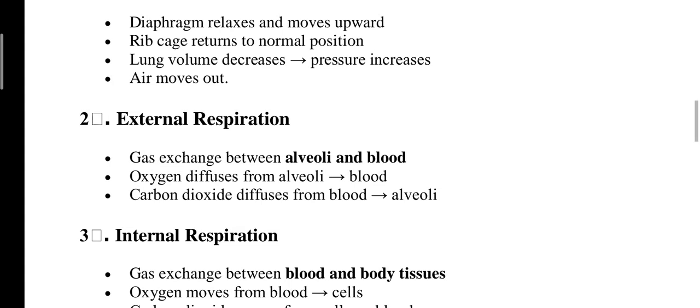External respiration is the gas exchange between alveoli and blood. Oxygen diffuses from alveoli to blood, and carbon dioxide diffuses from blood to alveoli. These are the two. As a reminder: oxygen goes from alveoli to blood, and carbon dioxide goes from blood to alveoli.